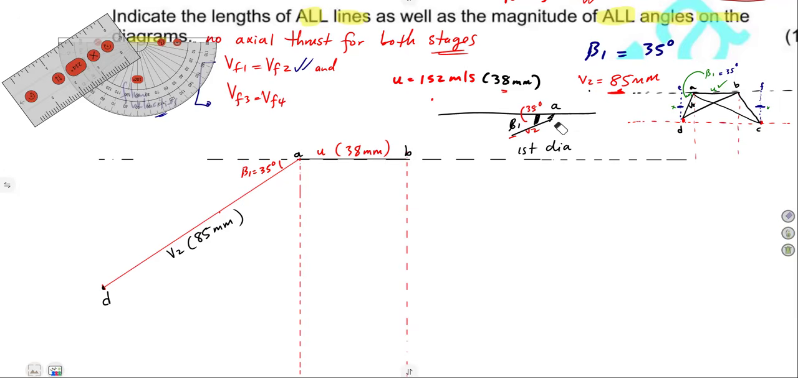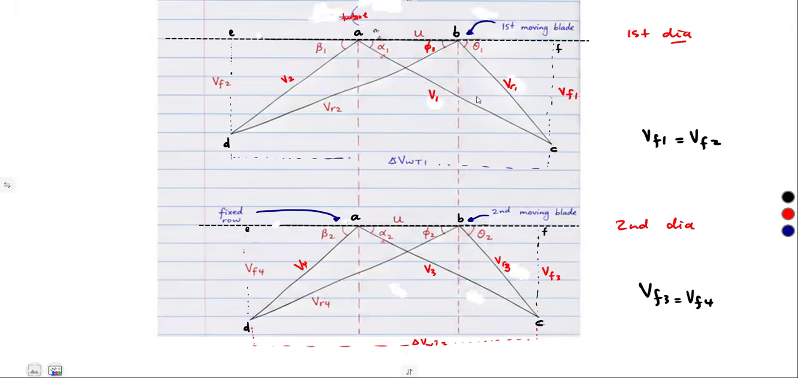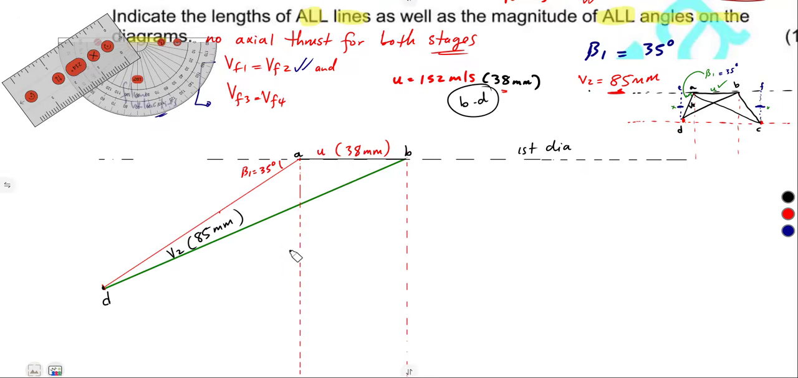We have this point D. What can we see from the first diagram? BD can be formed. You just need to join B to D directly like that, and measure that B to D, where B to D represents VR2. So you have got VR2 automatically.